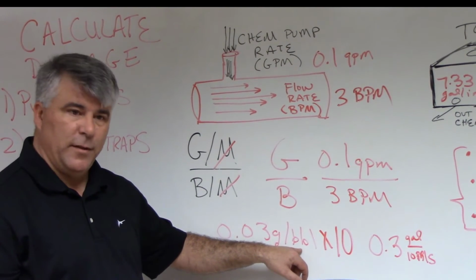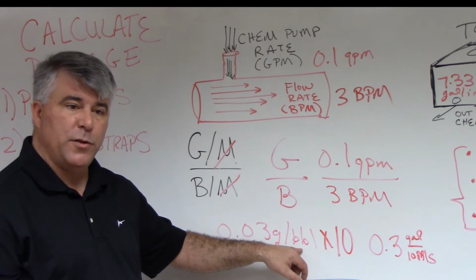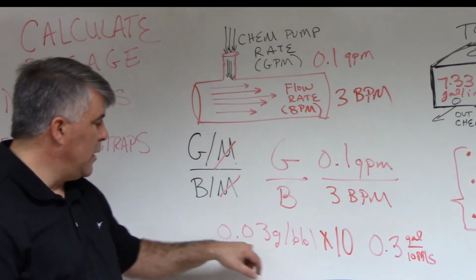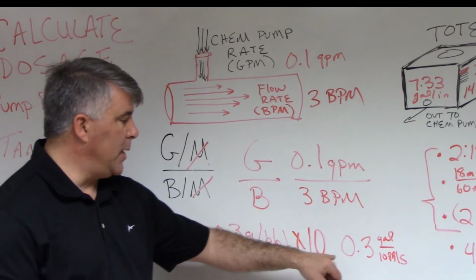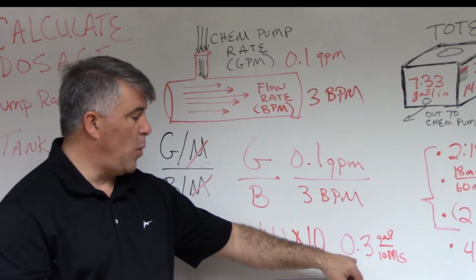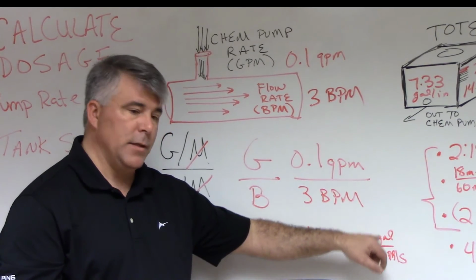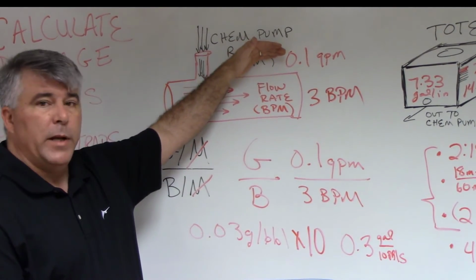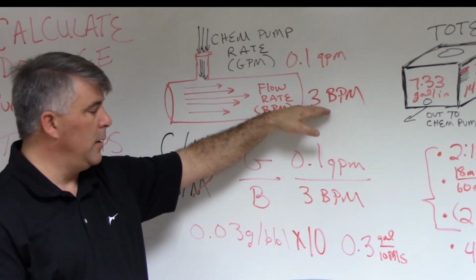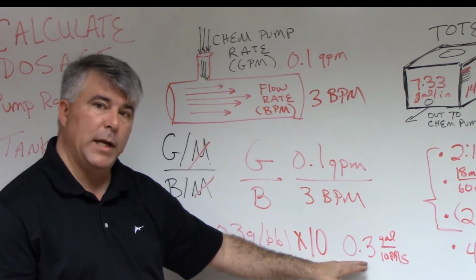However, the unit of measure that we have to convert it to is gallons per 10 barrels. So you take your gallons per barrel times 10, and that means that your current dosage is 0.3 gallons per 10 barrels. 0.1 gallon per minute into 3 barrels a minute equals 0.3 gallons per 10 barrels.